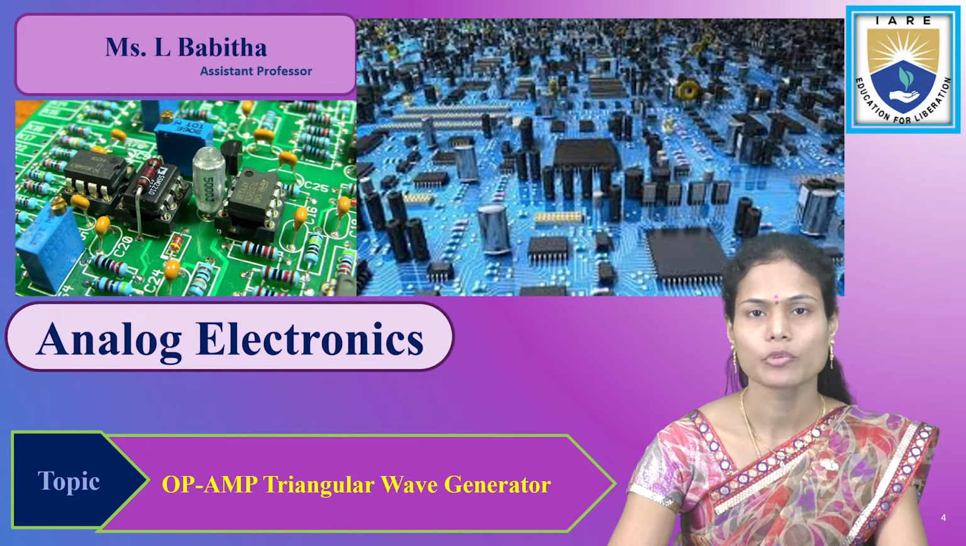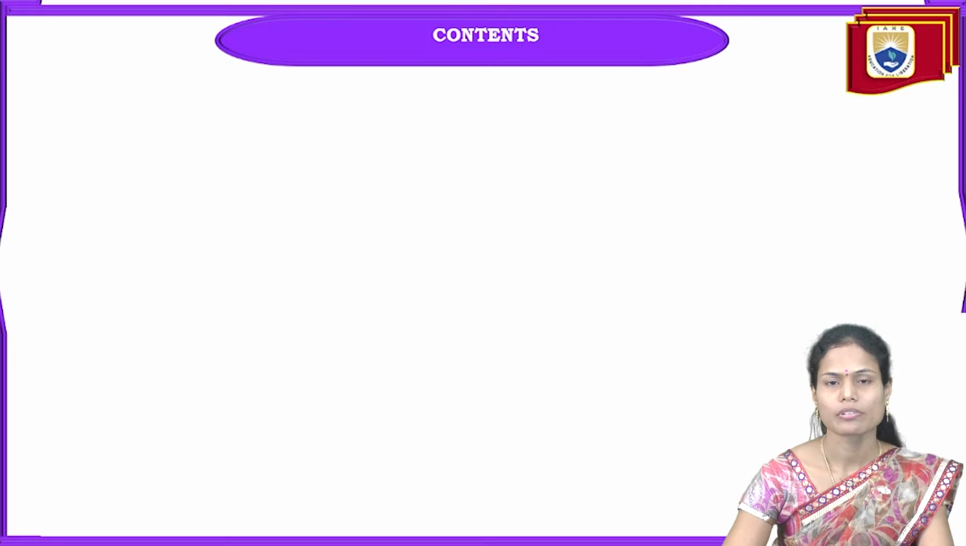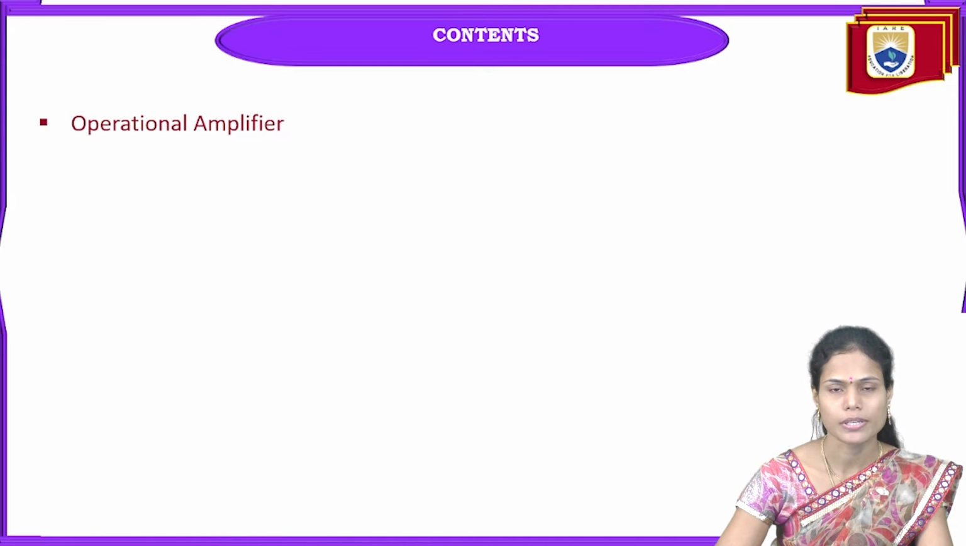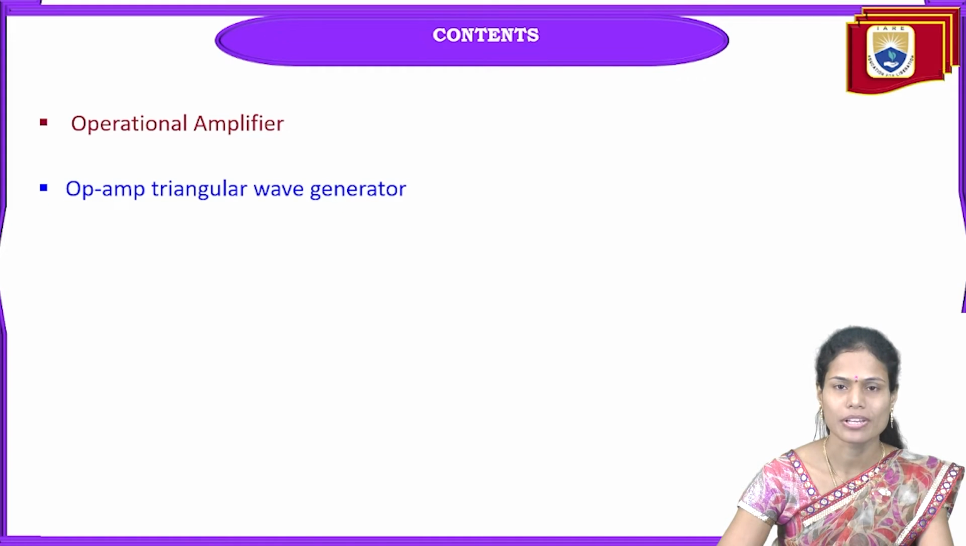In this session, I'm going to explain one of the applications of the operational amplifier, that is the triangular wave generator. While coming to the contents of this session, I'm going to revise the operational amplifier, what is the basic need of this operational amplifier, and an application of the operational amplifier, that is the op-amp based triangular wave generator.